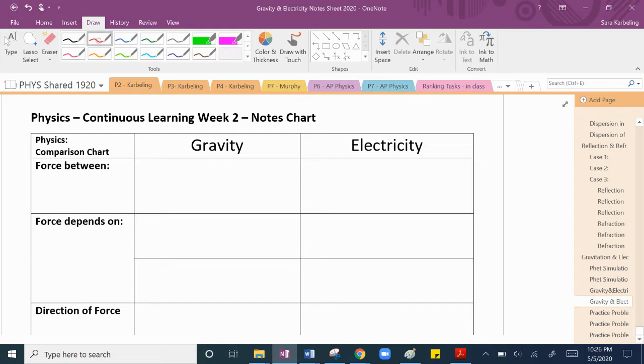Okay, so we're going to take a look at these 2 forces. We're going to go ahead and just work on the column for gravity first, and then we'll come back to electricity and see how they're related. But even before we do that, I want to come back to the word force. We talked about it a lot early in the year. I want to make sure that you're feeling comfortable with what a force is.